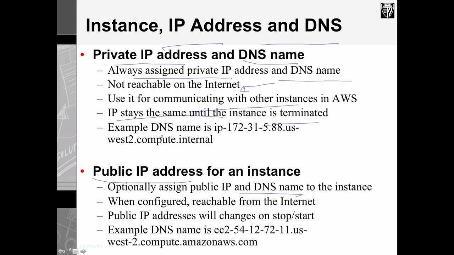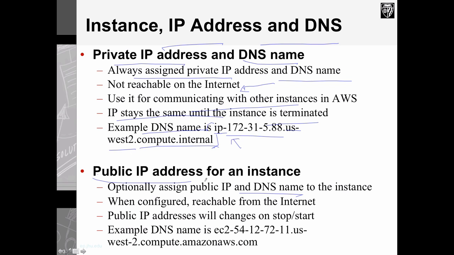So this is an example of a private DNS name. In this case, they just took the string ip and then gave the private IP address there, 172.1.5.88, and then us-west-2 is the region that instance is located in, and then they add compute.internal to indicate that this is an internal IP address. So you cannot SSH or log into these instances because this IP address is not visible on the internet.